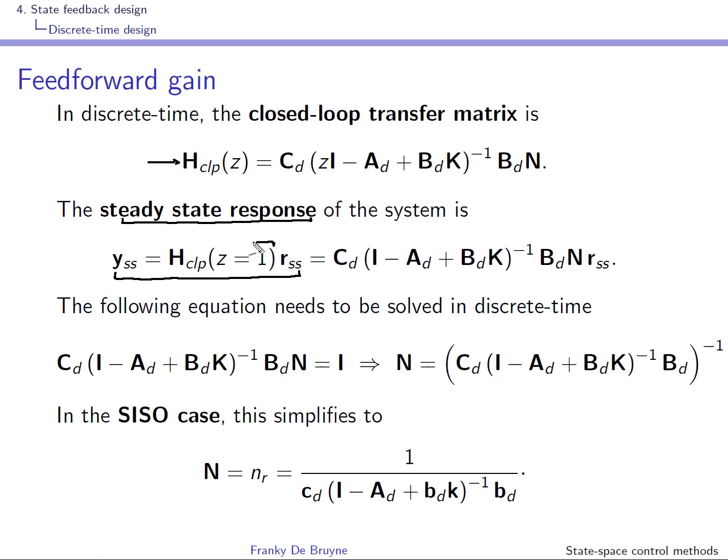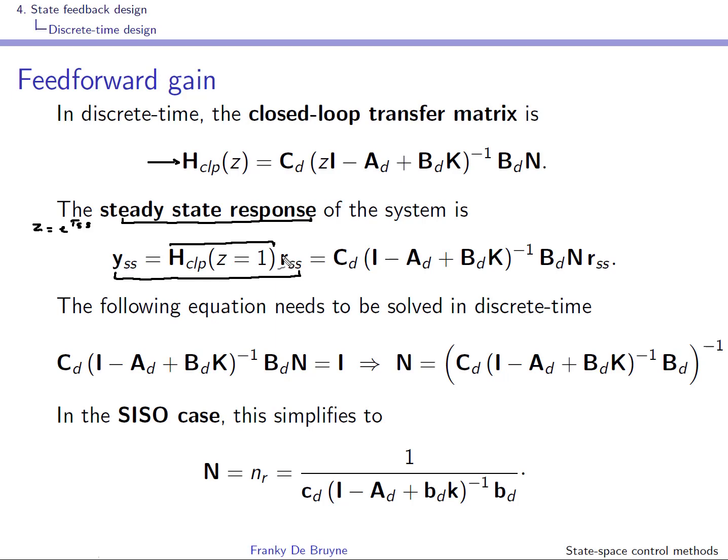And what we have over here is the static gain matrix. That's the relation between the reference signal in steady state and the output in steady state. And now of course we have to consider the closed loop transfer matrix in z is equal to 1. When we were working in continuous time in the Laplace domain, we had to consider s is equal to 0, but remember that we have this relation between z and the Laplace variable s, that is 0 corresponds to indeed z is equal to 1.